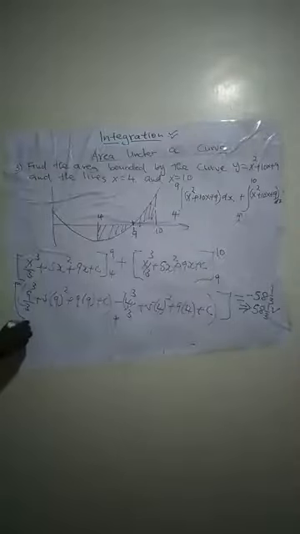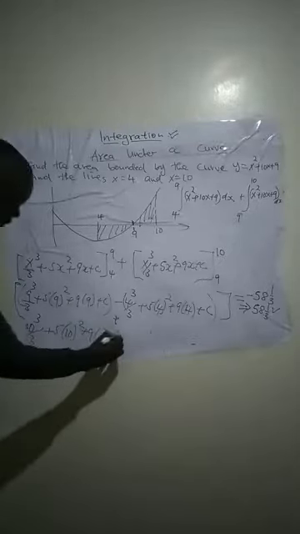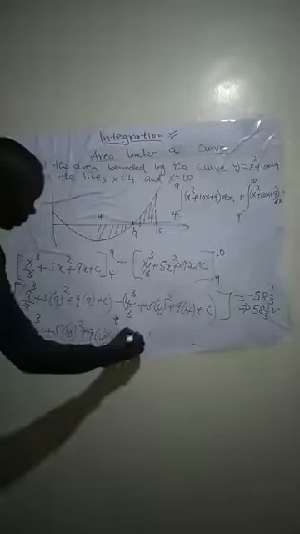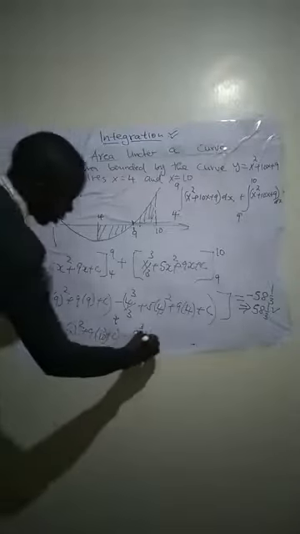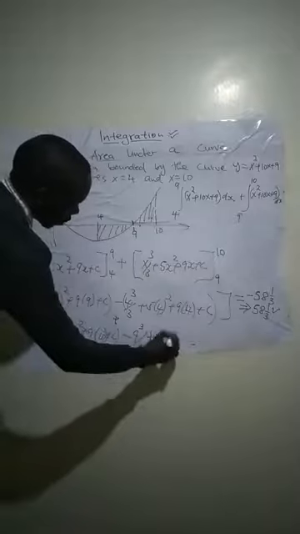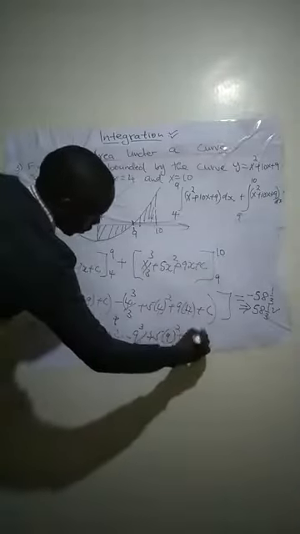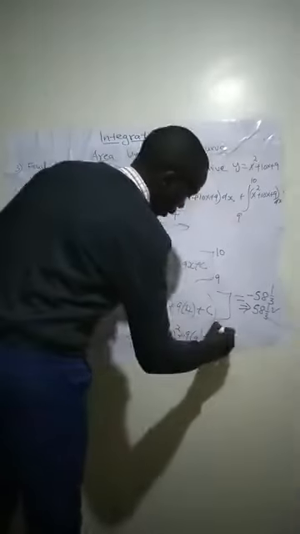We replace the same thing. So we have, remember we said add. So we add: upper limit is 10 power 3 over 3 plus 5 into 10 squared plus 9 into 10 plus c, minus lower limit 9 power 3 over 3 plus 5 into 9 squared plus 9 into 9 plus c. Close the brackets. So when you solve this, the area above the x-axis, we get an area of 4 and 1 over 3.